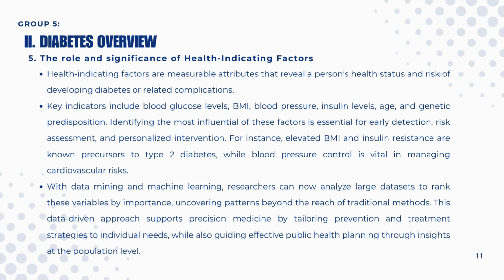For instance, elevated BMI and insulin resistance are known precursors to type 2 diabetes, while blood pressure control is vital in managing cardiovascular risk. With data mining and machine learning, researchers can now analyze large datasets to rank these variables by importance, uncovering patterns beyond the reach of traditional methods. This data-driven approach supports precision medicine by tailoring prevention and treatment strategies to individual needs, while also guiding effective public health planning through insights at the population level.